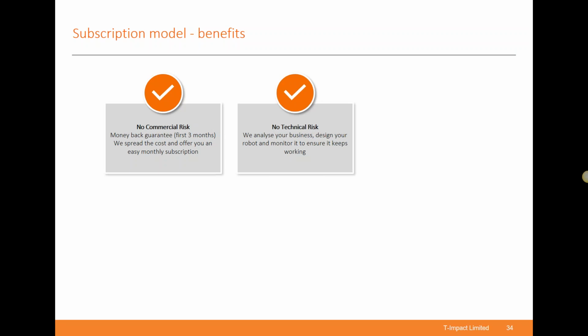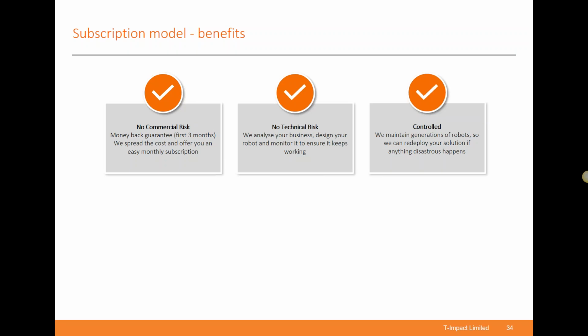So it's got 7 key factors that go above and beyond buying a robot and deploying it on a computer in your premises. So there's little or no commercial risk. We spread the cost and offer you an easy monthly subscription. There's no technical risk because we will analyze your business, design a robot, and monitor it to keep working. So part of the subscription service includes 4 hours a month of monitoring and improvements included in the price. And it's controlled. We maintain generations of robots. So should anything go wrong with your solution or anything in your system, we're on hand to put it right and fix it.